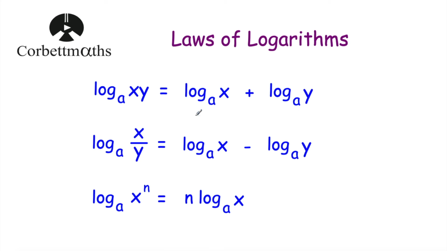Okay, so those are our laws of logarithms. And just to recap them, if you have log to base a of x plus log to base a of y, that's equal to log to base a of xy. You just times them together. If you're subtracting logs, you can just divide. And also, if you have a power, you can bring that power down. So they're the laws of logarithms.